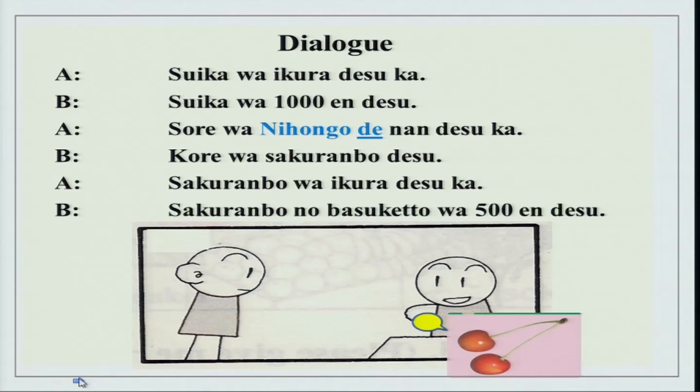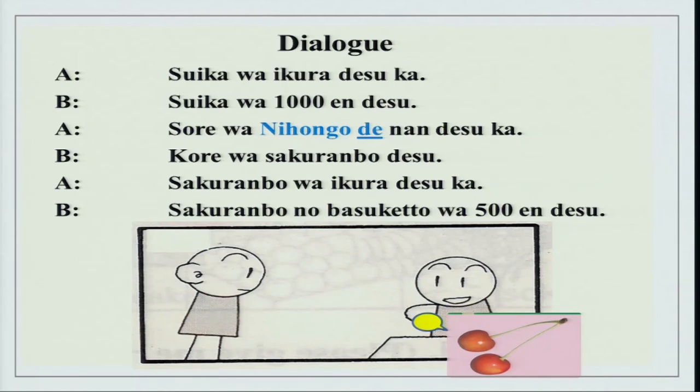de today over here. Now, you see, I will just read the dialogue for you. A and B. Suika wa ikura desu ka? Suika wa 1000 yen desu. Sore wa nihongo de nan desu ka? Kore wa sakuranbo desu. Sakuranbo wa ikura desu ka? Sakuranbo no basketto wa 500 yen desu.